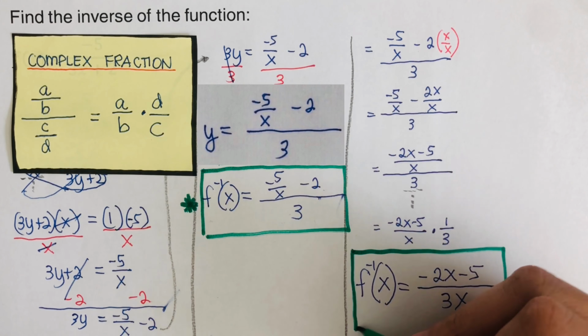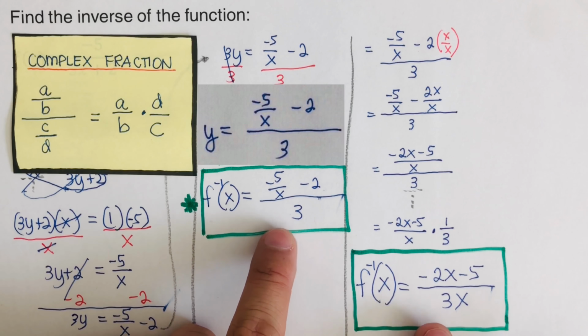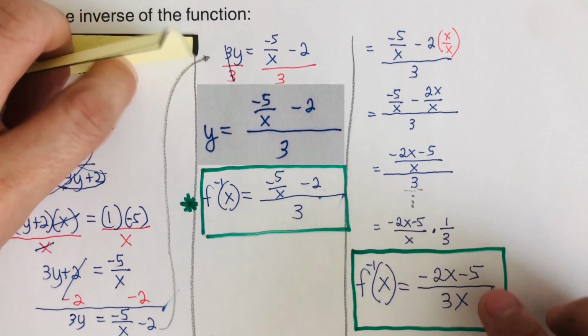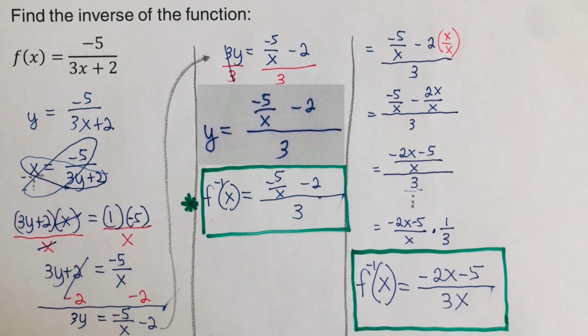And this is the simplified equation for the inverse. So again, these two are equivalent equations. They're just the same. They just come in different forms. So this is the simplified version and this is not the simplified version. Did you get the same answer as this?